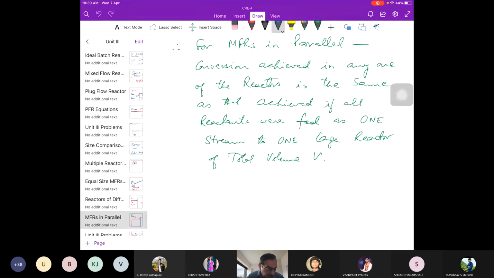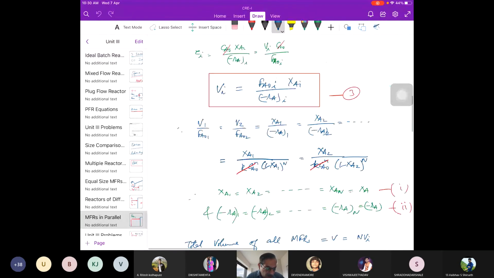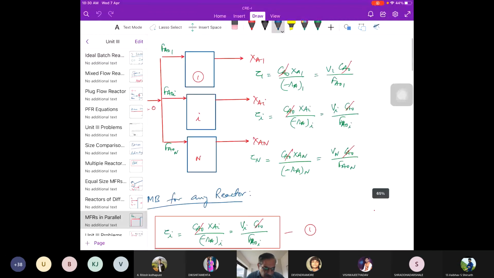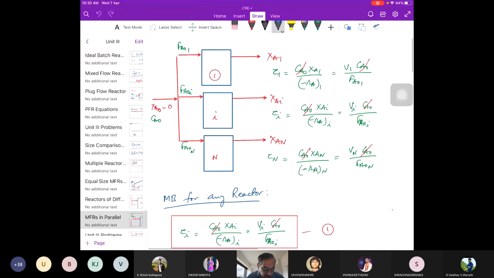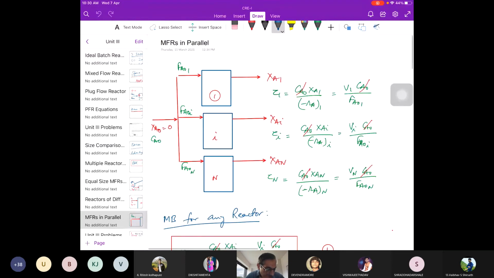Okay, so next topic is MFRs in parallel, because we are looking at all combinations. PFRs in parallel देखा, PFRs in series देखा, MFR in series देखा, MFR in parallel. So if you have n reactors in parallel, you have initial concentration CA0, conversion XA0. You divide it, flow rate जो रहेगा, suppose यहाँ पर FA0 है, divided into 3 flow rates, FA0 1, 2, 3 whatever, and it goes to different reactors. So essentially यहाँ पर XA1 रहेगा conversion, यहाँ पर XAi रहेगा, XAn रहेगा.